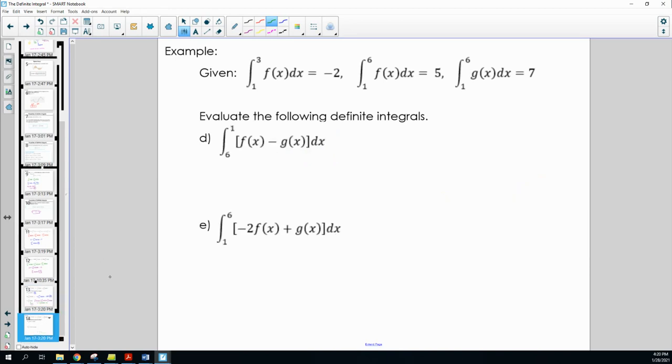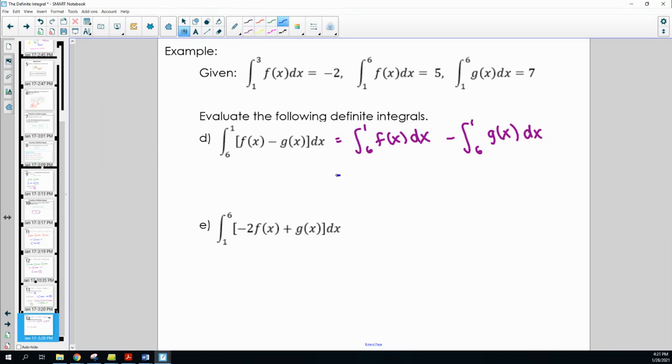Okay, and then the last two, again, based off of the same original 3 givens. Here we have the integral from 6 to 1 of f of x minus g of x. So we're subtracting, but we also have this problem of having the limits of integration reversed. So what I'm going to do first is just split it up. So I'm going to say this is the integral from 6 to 1 of f of x dx minus the integral from 6 to 1 of g of x dx. So I broke it into 2 separate things. But now I need to switch the limits of integration. So that means I'm going to have to negate this.